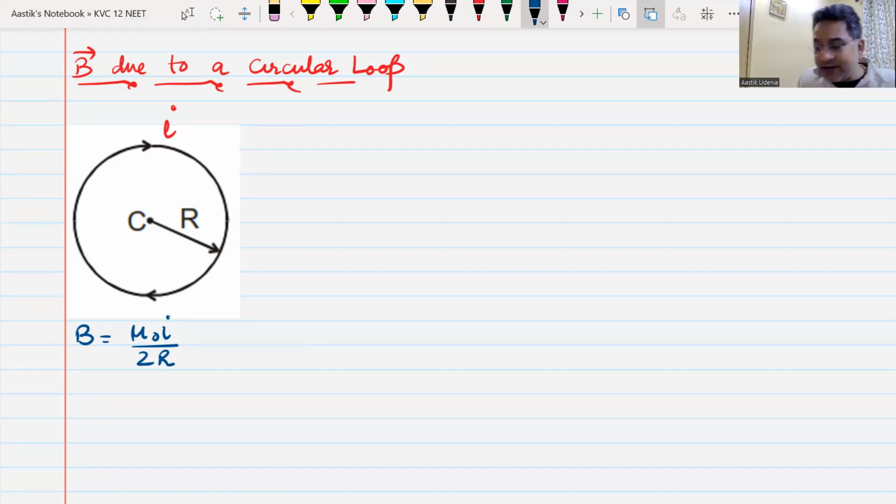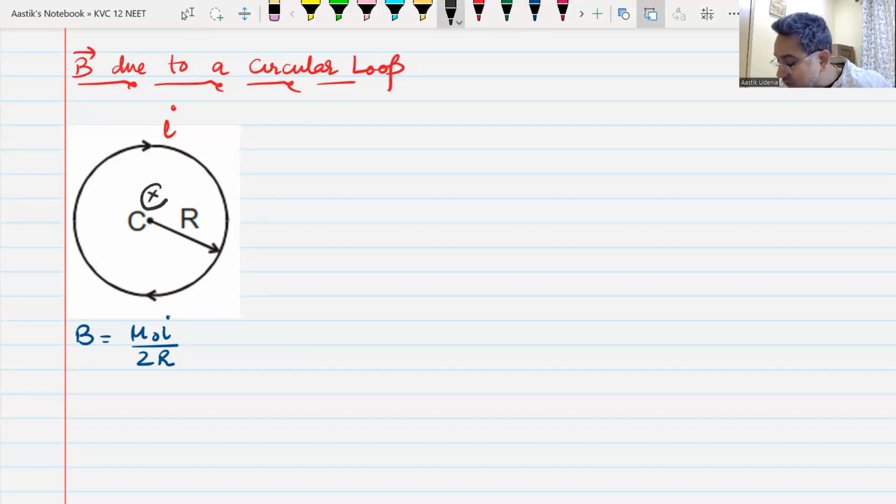Well, you can use your palm and hand, or you can do it more simply. Whenever you have current moving in a loop, you just turn your fingers in the direction of the current in the loop. Please pay attention. The direction of the thumb will give you the direction of the magnetic field. If I turn my fingers on this loop, the current is clockwise, so my thumb is going inside. That means the magnetic field is inside.